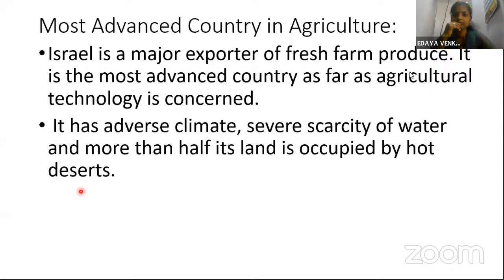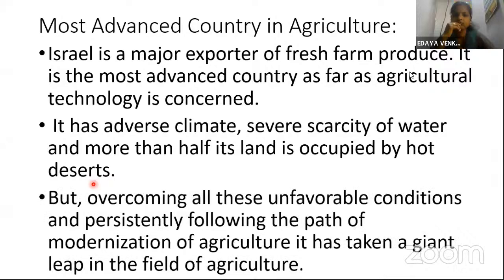It has many difficulties in agriculture, like adverse climate, severe scarcity of water, and more than half of its land occupied by desert. By overcoming all these unfavorable conditions and persistently following the path of modernization of agriculture, it has taken a giant leap in the field of agriculture and had success.